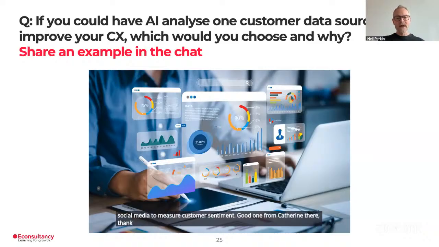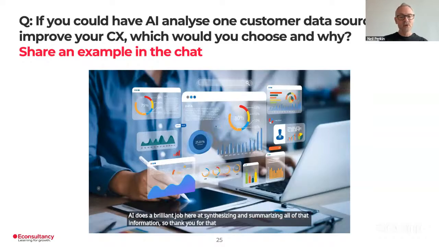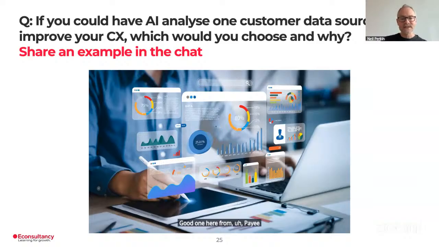Thank you, Catherine. Interview transcripts. That's a great one. So interview transcripts potentially is very time consuming to go through. AI does a brilliant job here at synthesizing and summarizing all of that information. So thank you for that contribution. Any more, just pop them into chat. Good one here from Payee, which is CRC cases, so common problems and trends.